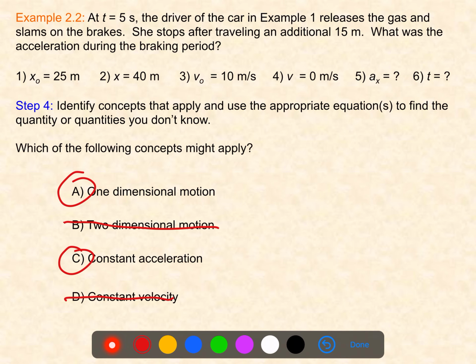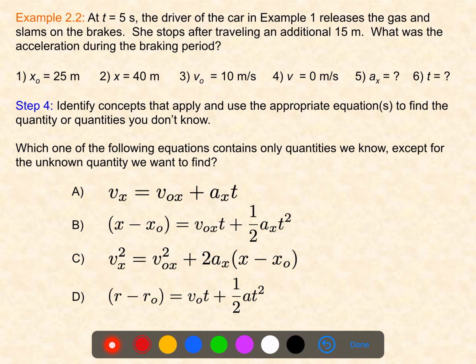Okay, so based on those concepts, what equations do we think might help us here? Also, we need to look at what we know and don't know to help us deduce this. We wish to find the acceleration rate, but we don't know anything about time, so this is not going to work for us. It's two unknowns, so this is not going to work for us. It's two unknowns. Same thing here.